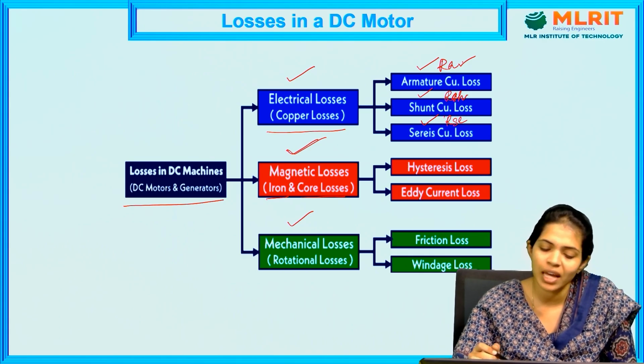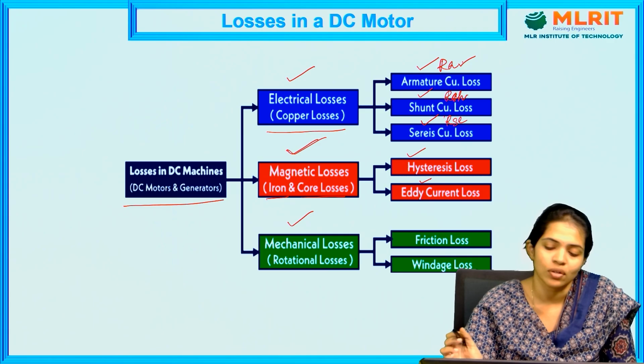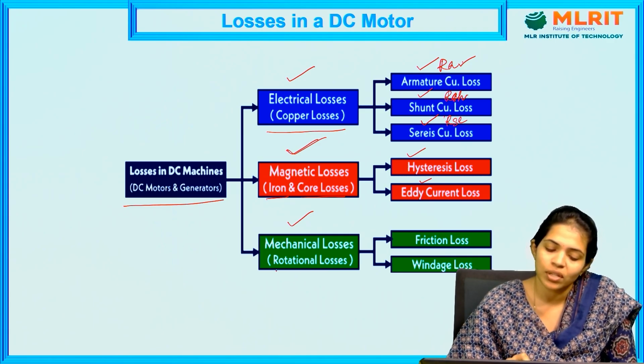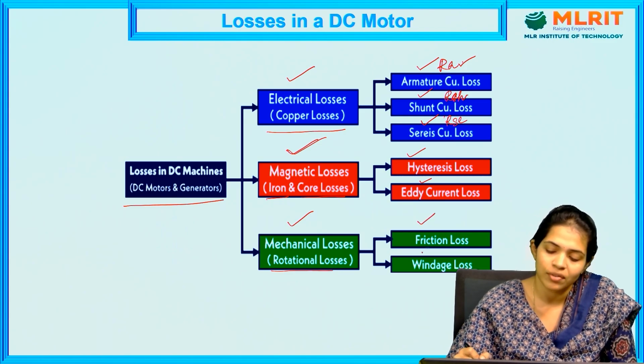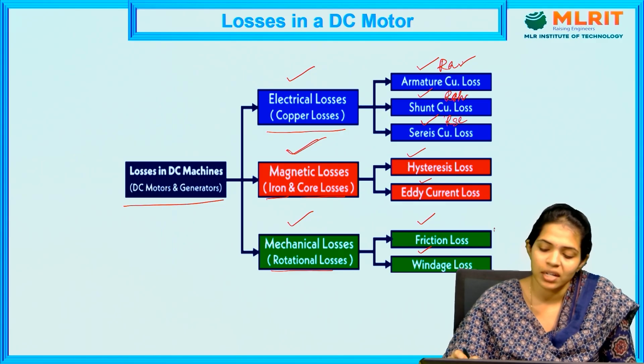We basically have two types of magnetic losses. The first one is hysteresis loss and the second one is eddy current loss. And then we have mechanical losses, that is, the losses which occur due to friction and rotation. So the frictional loss and windage loss can be together considered under mechanical loss.